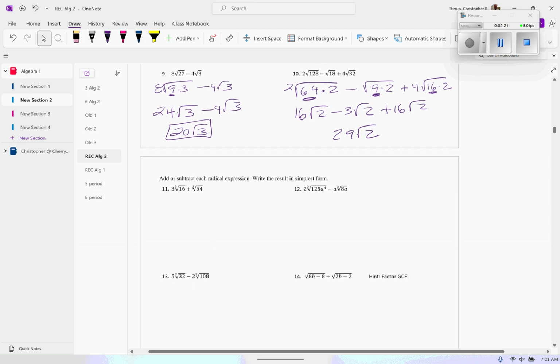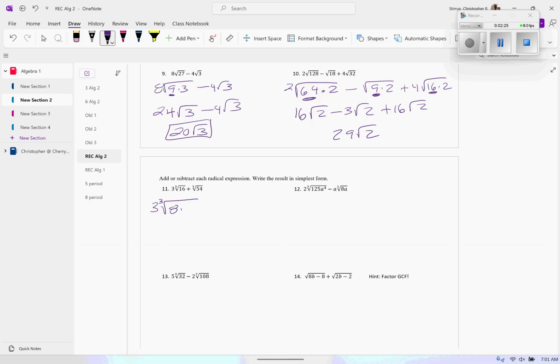All right, so we're looking for perfect cubes. So 8 times 2 is 16. 8's a perfect cube. And then third root of 54, that's going to be 27 times 2. So third root of 8 is 2. 2 times the outside 3 is 6. So I get 6 third root of 2. Third root of 8 is 2. And that's what we get.